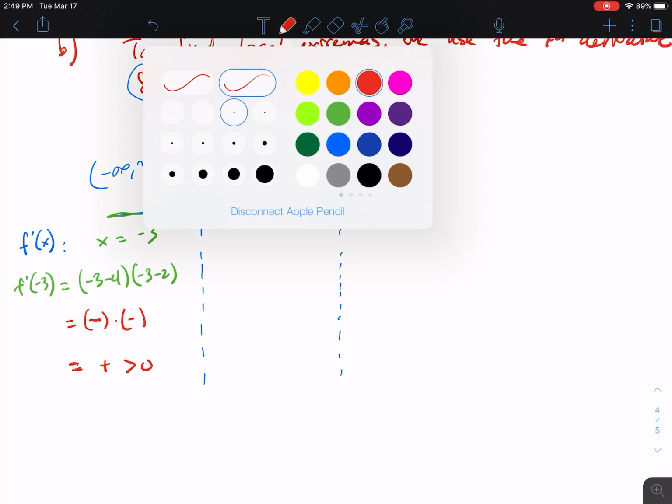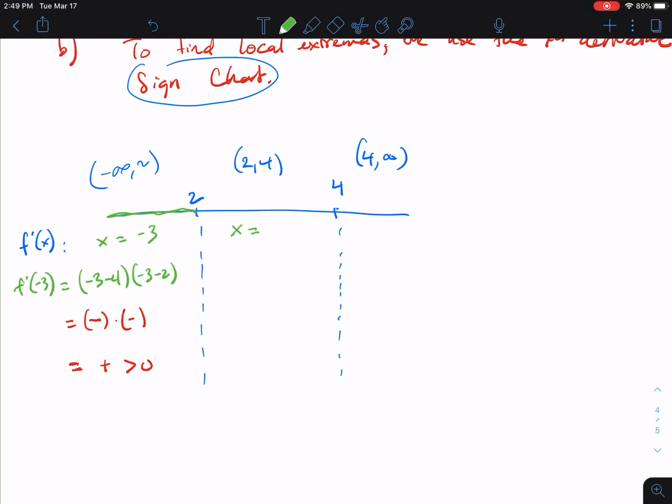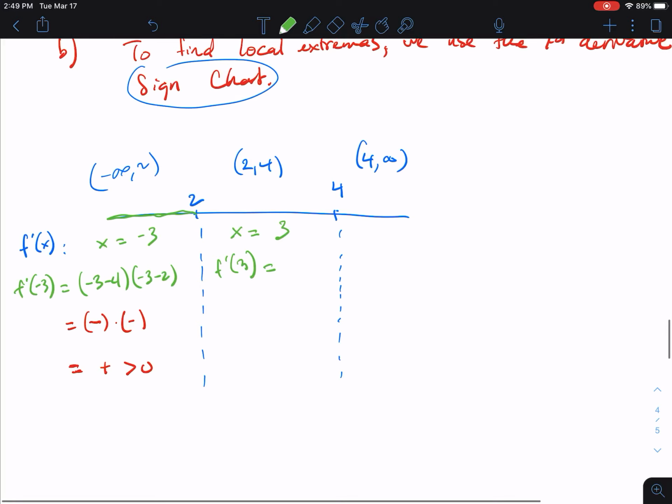I'm going to go ahead and pick a test value, or an x value that's tested. Let's say we pick 3, and then observe the derivative sign at 3. Oh, I think I messed up. It should be 3. Okay. F prime at 3. So we have 3 minus 4 times 3 minus 2.